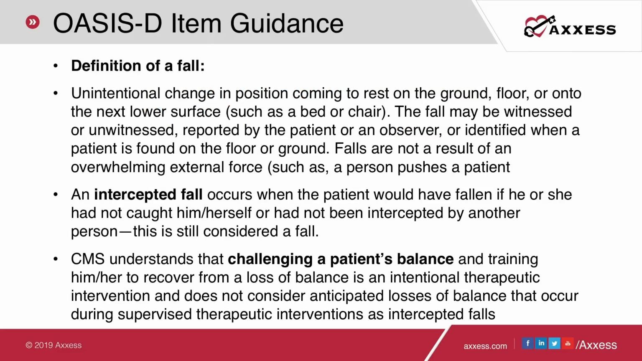One thing that's quite different in the OASIS-D item guidance for this item, J1800, is the definition of a fall. This may or may not be what your definition is at the office for your policies and procedures. But for answering the OASIS item, a fall is an unintentional change in position, coming to rest on the ground, floor, or on the next lower surface, such as a bed or a chair. The fall might be witnessed or unwitnessed. It can be reported by the patient or an observer, or identified when a patient's found lying on the floor.